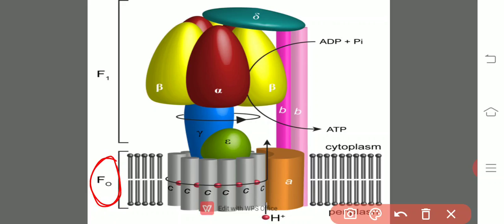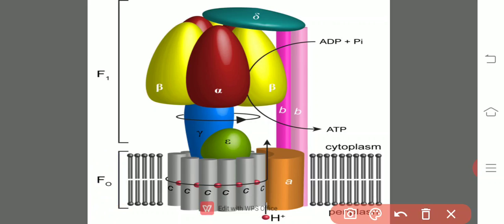Now, this integral membrane protein acts like a proton channel. F0 is an integral membrane protein, which acts like the proton channel.